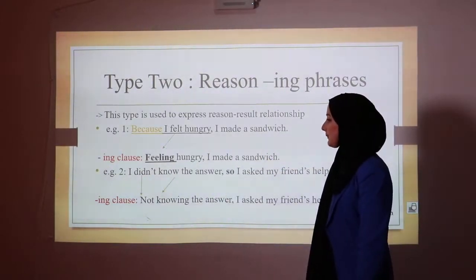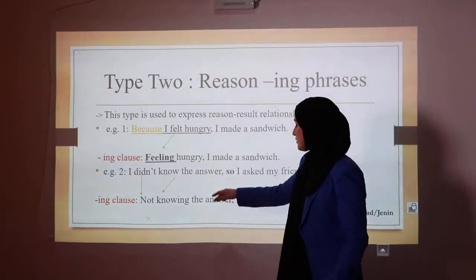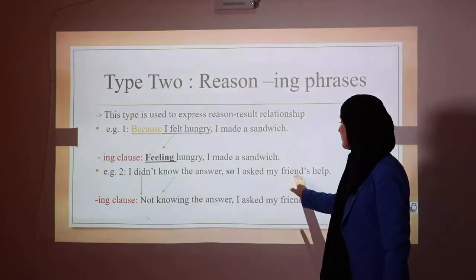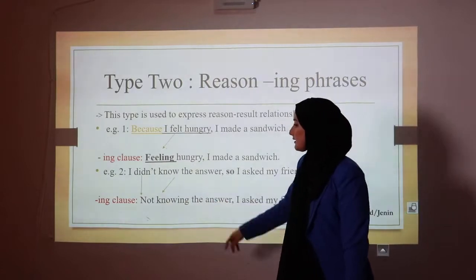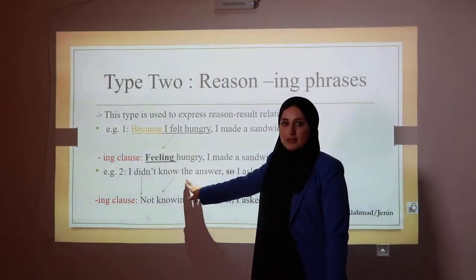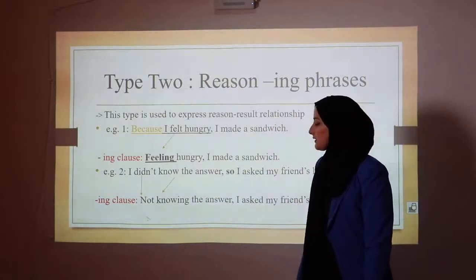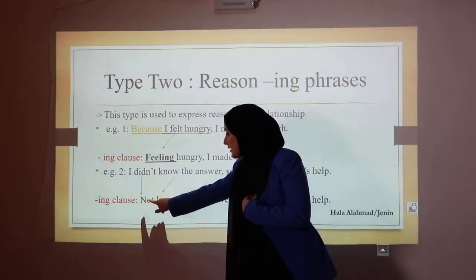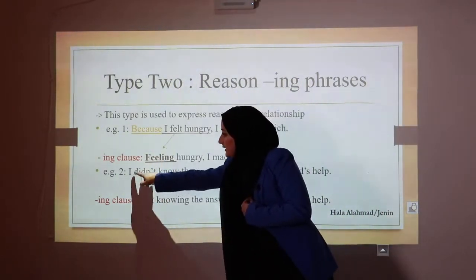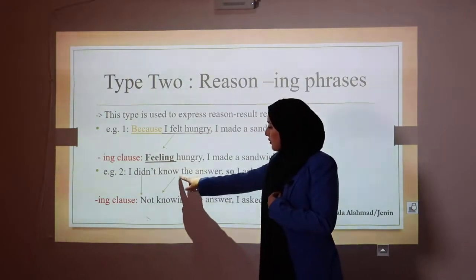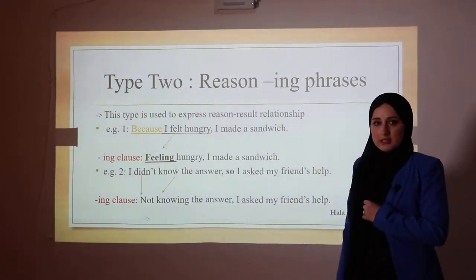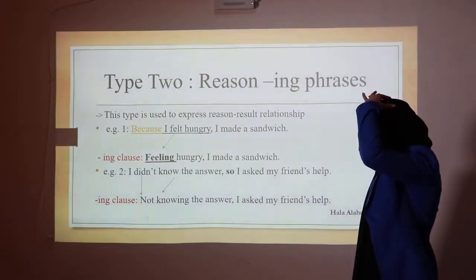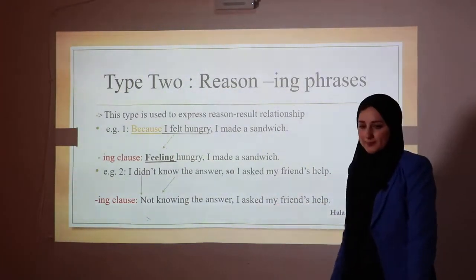Another example. I didn't know the answer, so I asked my friend's help. Where is the reason? It's I didn't know the answer. Notice that we have a negative form of the verb here. So you should start with not. Not, get rid of the subject I and put know in the ing form. Not knowing. Not knowing the answer, this is the reason, comma, I asked my friend's help.